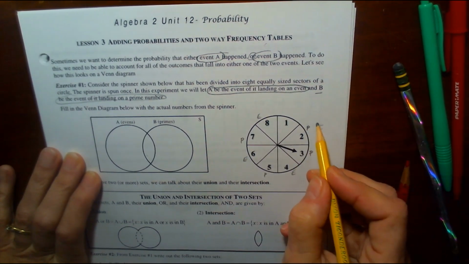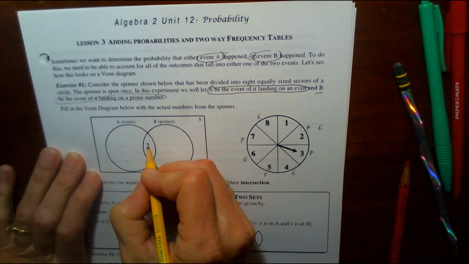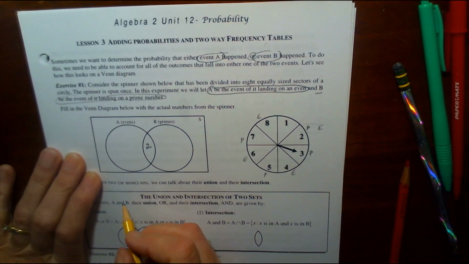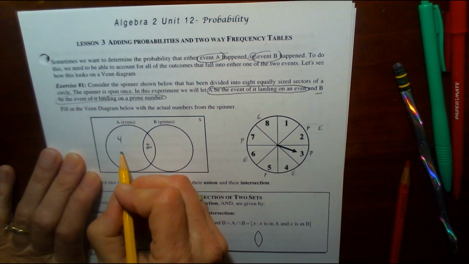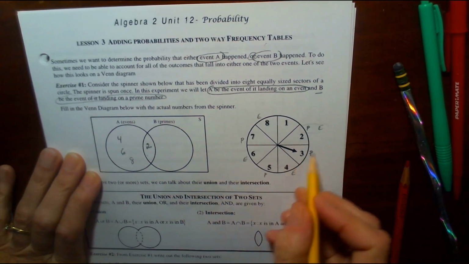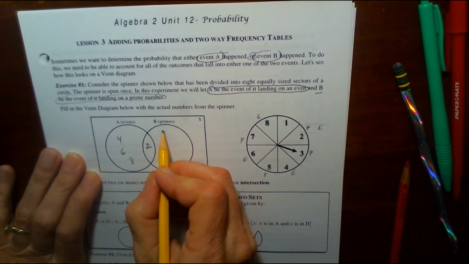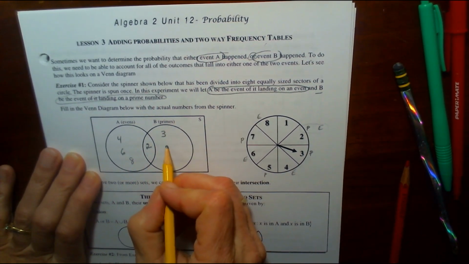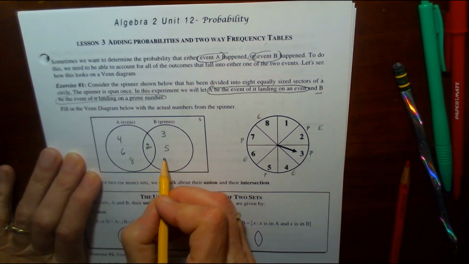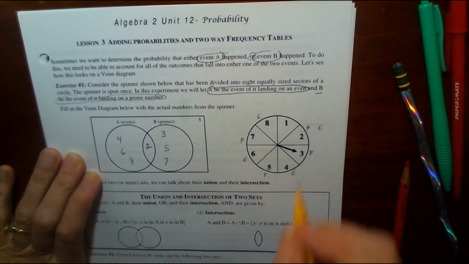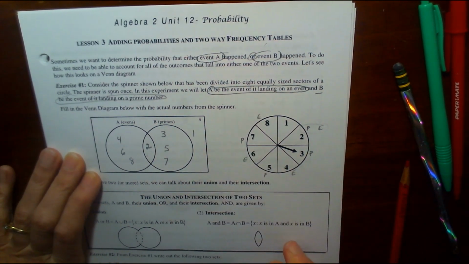And there's one that's in common. The 2 is in common, so we'll put that in the middle. And then all the other even numbers, 4, 6, and 8. And all the other prime numbers, which are 3, 5, and 7. And the only one that we didn't account for is the number 1.